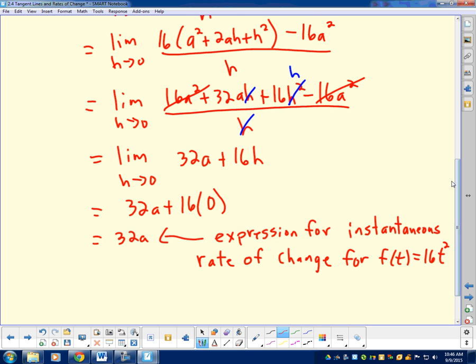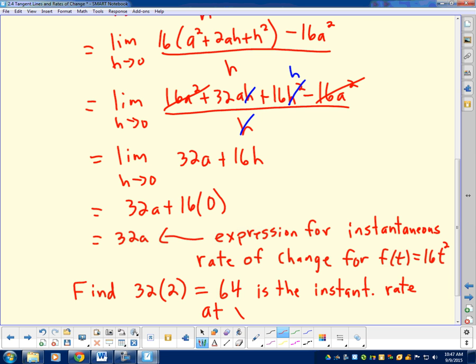So what we just found is a generic expression. You plug in any value of a you want. In this case, I wanted a equal to 2, right? So if you evaluate, you find 32 times 2, and you get 64 as your instantaneous rate of change at x equals 2.